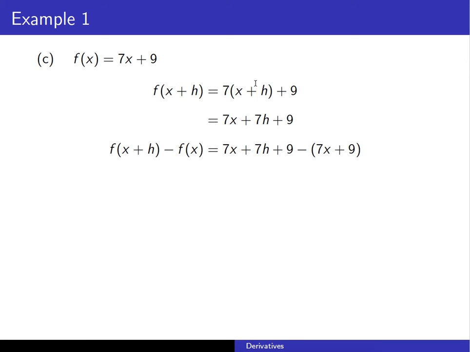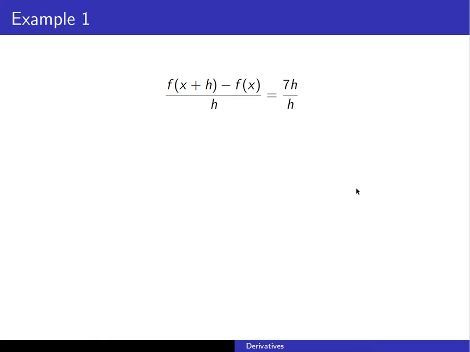Step 2, we're going to subtract our original function from that, so don't forget to distribute the negative to the 7x and the 9 in the original function. And when we combine like terms, the 7x minus 7x is going to go away, and then the 9 minus 9 is going to go away, leaving us with just 7h. So step 3 is we're going to divide that result, 7h, by h, and we get 7.